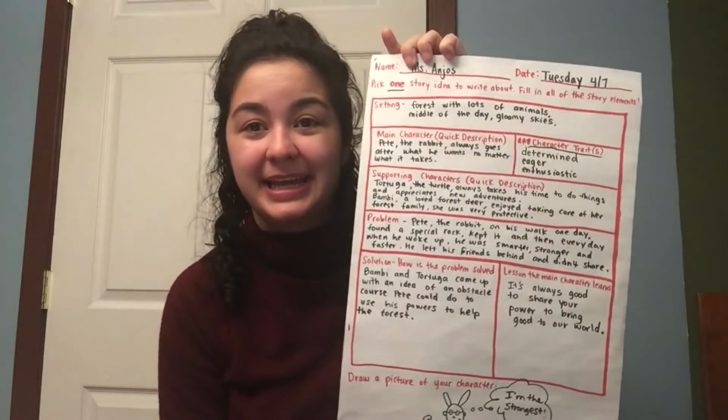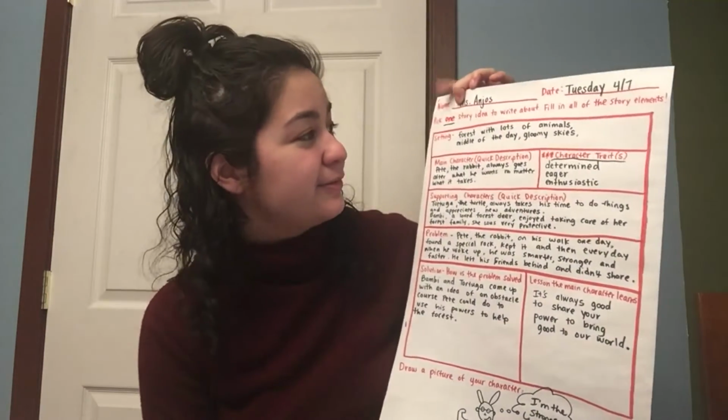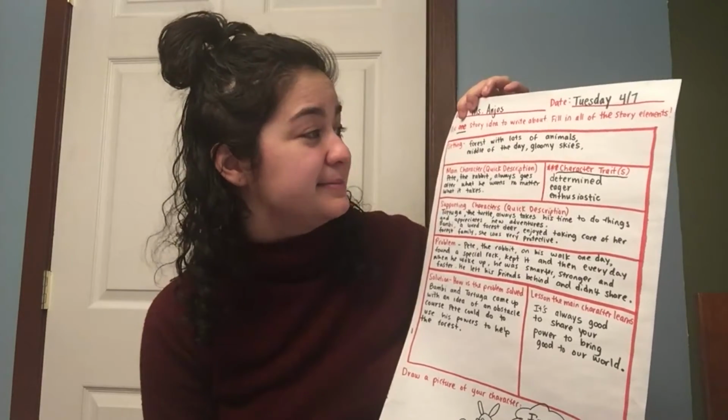All right, here we go. So I look at my story map and I see in my setting that I'm in a forest with lots of animals. It's the middle of the day and there are gloomy skies. So that is what I'm starting with. Okay? Now, because this is fantasy fiction, you can start off with once upon a time, or there once was a. There's also a list of words on the screen to help you out with your writing.